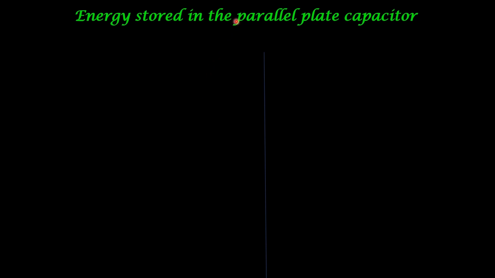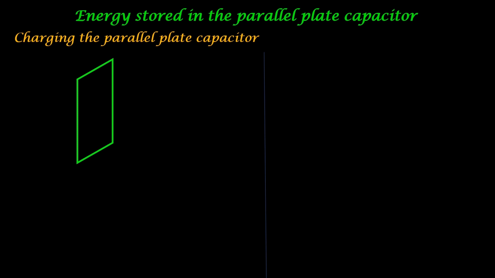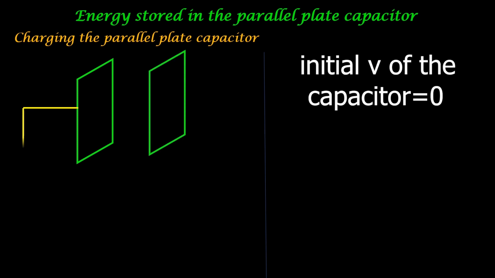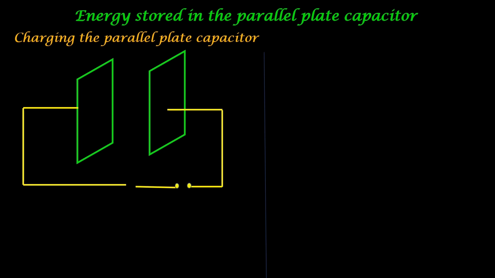We have already seen that capacitors can store energy. Energy gets stored in the capacitor when it is charged. So we will first discuss charging of the capacitor. A parallel plate capacitor which is not initially charged, that is, its initial potential difference is zero, is connected to an external source of current, say a battery, through a switch. Suppose the battery has a voltage equal to V. Plate number 1, as you can see from the figure, is connected to the positive of the battery and plate number 2 is connected to the negative of the battery through the switch.